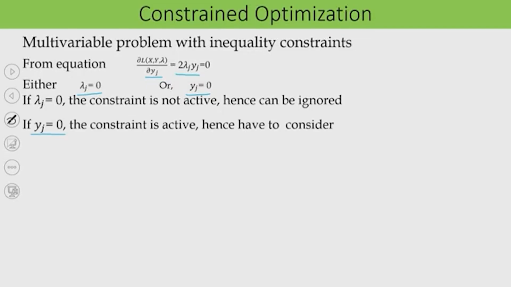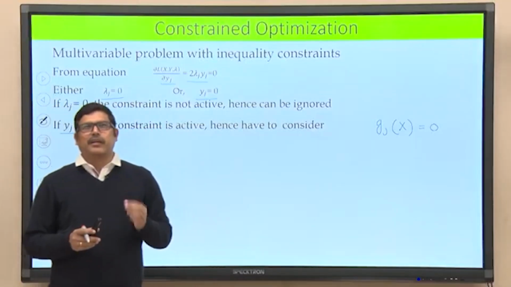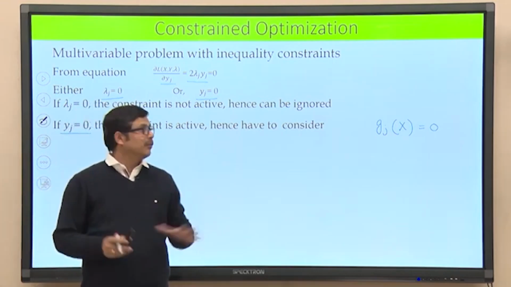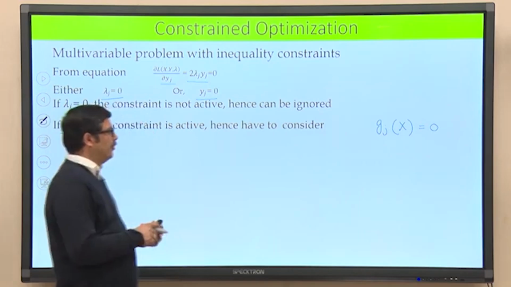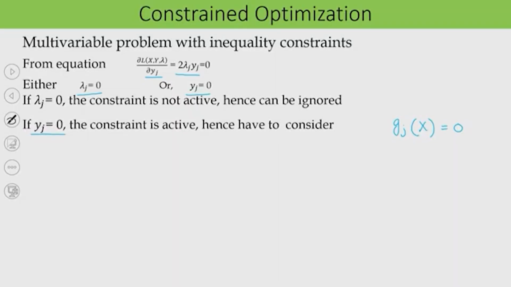If y j is 0, what does it mean? That z j x is equal to 0. So, if z j x is 0, then the constraint is active. The solution must satisfy that constraint. So, the solution will be on that particular constraint.